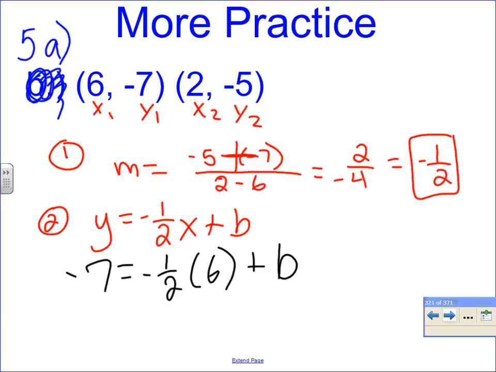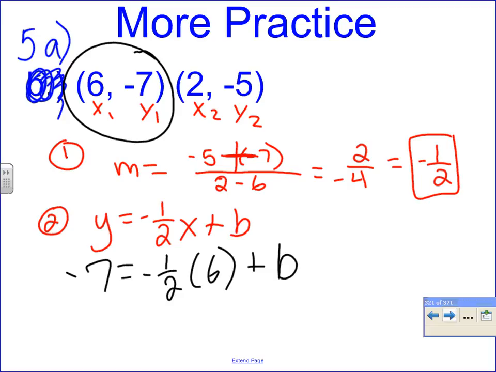Okay, why does that work? Or why are we allowed to do that? So you guys can pick any point you want. Plug in an ordered pair for x and y, find b. So we plugged -7 in for y, 6 in for x. You're allowed to do that. Solve for b. Are you guys clear on what Jeremy said? Yeah, you can use either ordered pair.